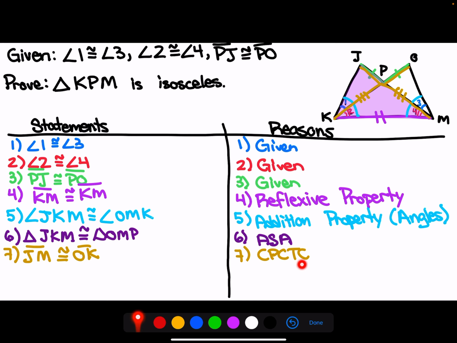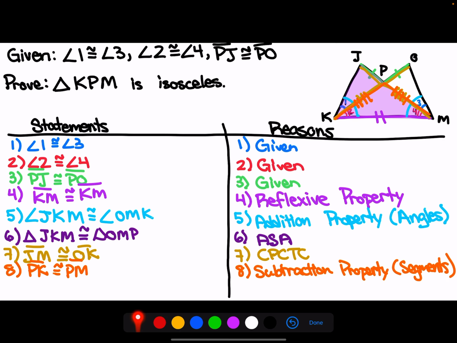Now, if we look at this, I have this yellow angle here, this golden angle. Again, this golden angle is congruent to the other golden angle, and I have these two green angles. What happens if I take the green angle away from the gold angle? Well, I'd be left with PK, and I'd be left with PM. So we can now say that PK is congruent to PM. And the reason for that is because I took away the green angle from the gold angle. So I used subtraction. It's the subtraction property. I subtracted congruent segments.